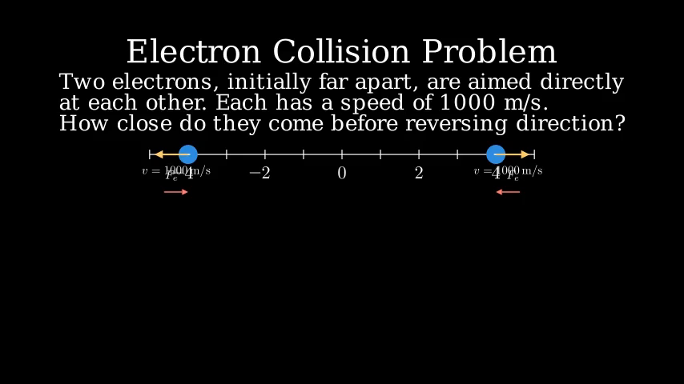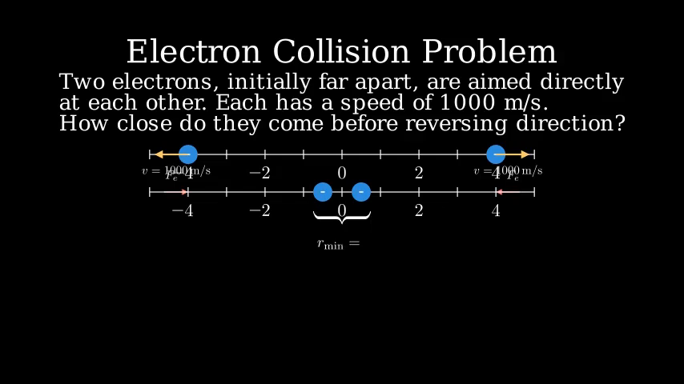Let's see what happens as these electrons approach each other. As they get closer, the repulsive force becomes stronger, slowing them down until they momentarily stop at some minimum distance. Our goal is to calculate this minimum distance. To solve this problem, we'll use the concept of relative motion and energy conservation.